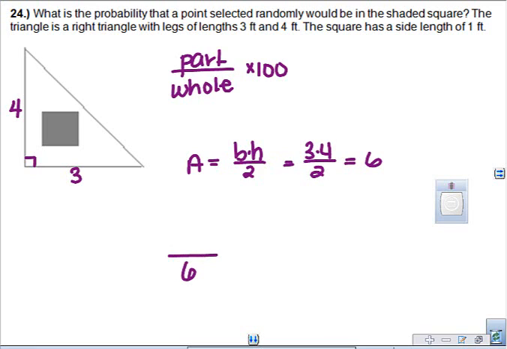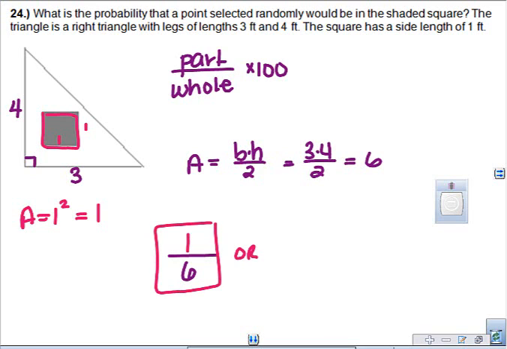Now the part that we're wanting to hit, the square, they tell us is 1 by 1. So area of a square is side squared, or length times width would still be 1 times 1. So my part is 1. So your answer could be 1/6. Or if you got it as a decimal, it's a repeating decimal, so depending on what they asked you to round to, we'll just round to thousandths. So that'd be 0.167. Or if they asked you to do it as a percent, you would take this and multiply times 100. So that would be 16.7%.